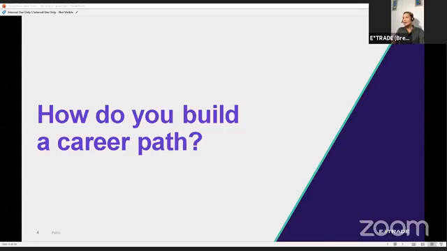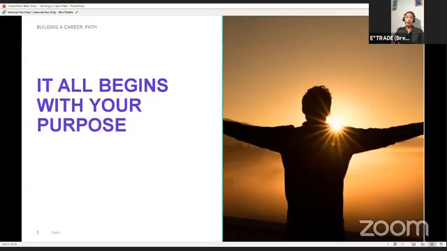So, how do you build a career path? First up, it all begins with your purpose. Deep, right? Ang lalim, parang pangmatalino. But it is true. Until we find and pursue that purpose, life would continue to be an endless string of struggles and fruitless pursuits. Now, in discovering your purpose, you must find answers to the following questions.